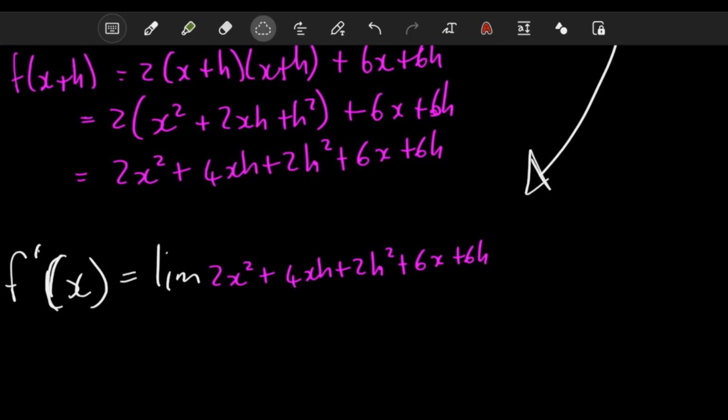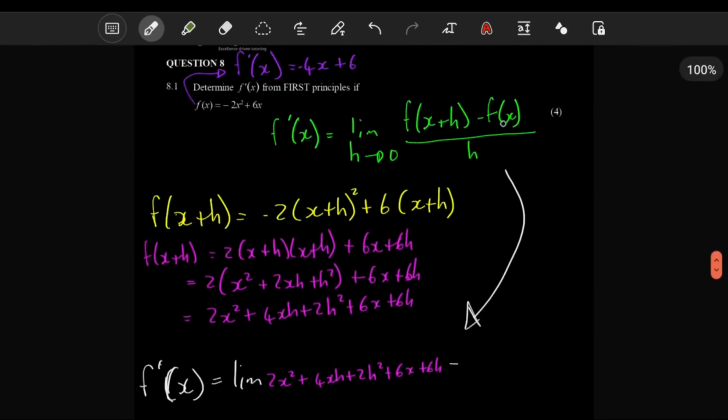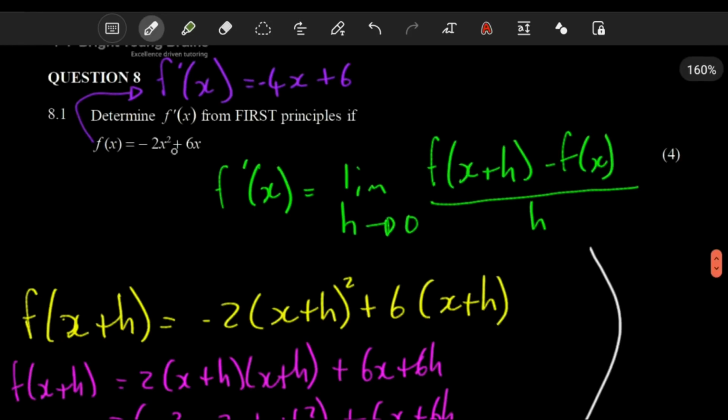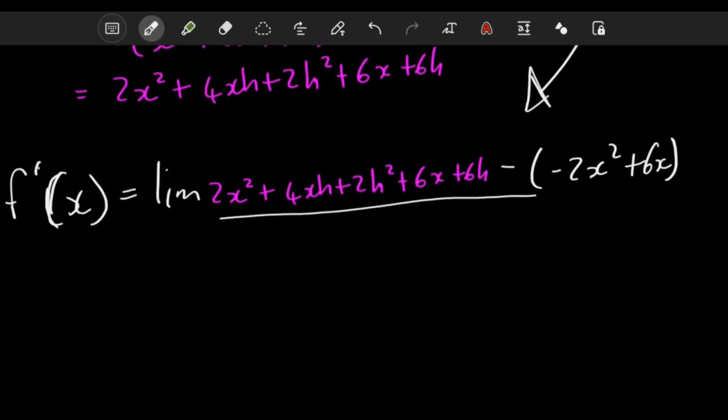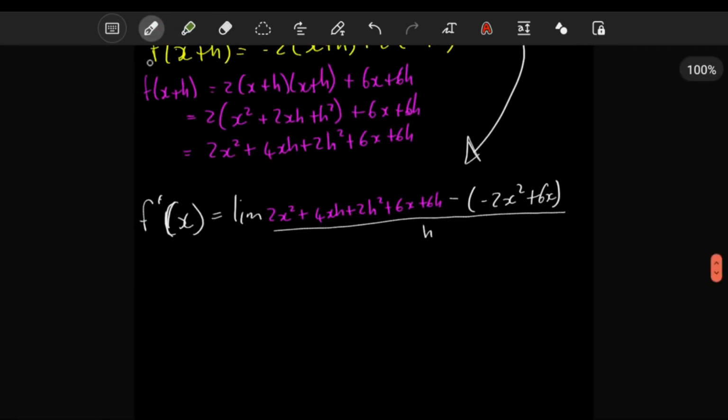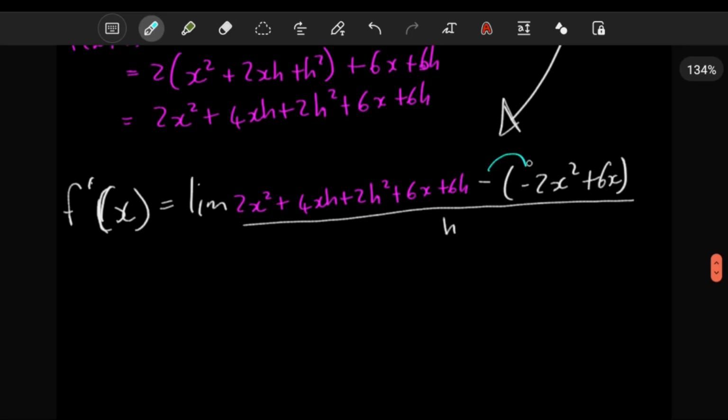You've thrown this over there, and the issue is you're subtracting f of x. So if you're going to minus f of x, it means that this you're going to plus, and then this you're going to minus. Or rather, let me put in brackets, minus 2x squared plus 6x, like that. The bottom part, we know it is just h. There's nothing much going on at the bottom. Now, if you multiply inside this bracket, it means that these come out as negatives.